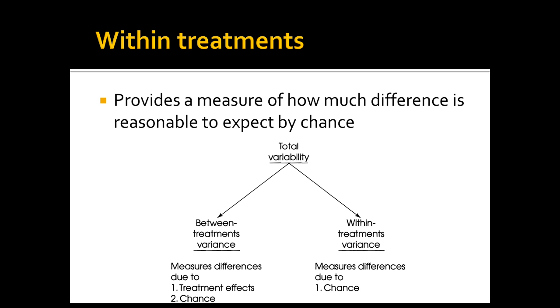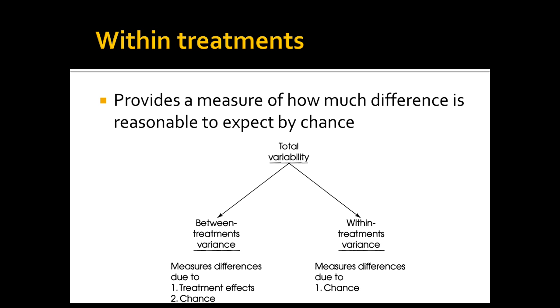Within treatments estimation provides a measure of how much difference is reasonable to expect by chance. So the figure for the book would be that there's total variability, and within that there's between treatments variance, which we would want to maximize, and then within treatments variance, which we want to minimize. Because within treatments variance is basically chance or some other fluctuation.